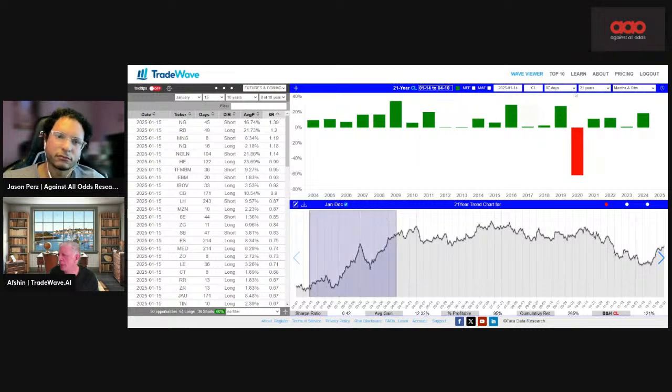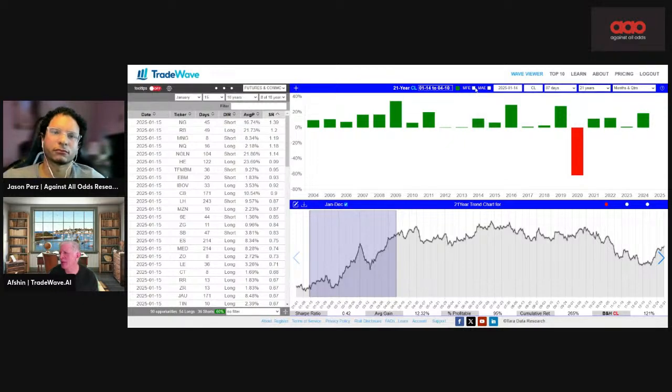Here's crude oil based on 21 years, I think I'm looking at. Yeah, this last 21 years. We know this outlier of 2020, but look at the rest of it. Crude oil has been positive between yesterday and beginning of April.